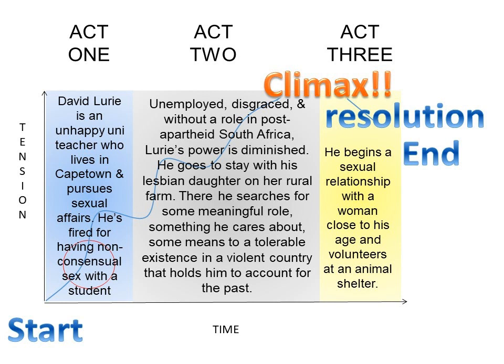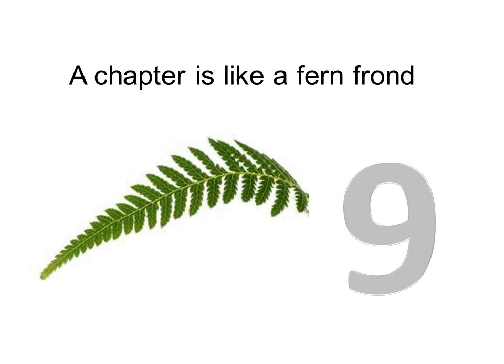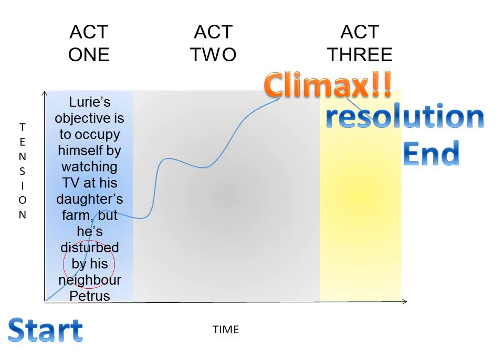Now, if a novel is really like a fern leaf, then any chapter within the novel should be like a fern frond. I've picked a chapter at random, and it's chapter 9. Well, in the first act of chapter 9, Lurie's objective is to occupy himself by watching TV at his daughter's farm, but he's disturbed by his neighbour Petrus.